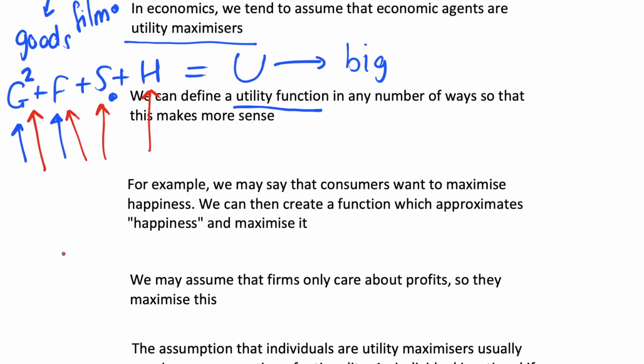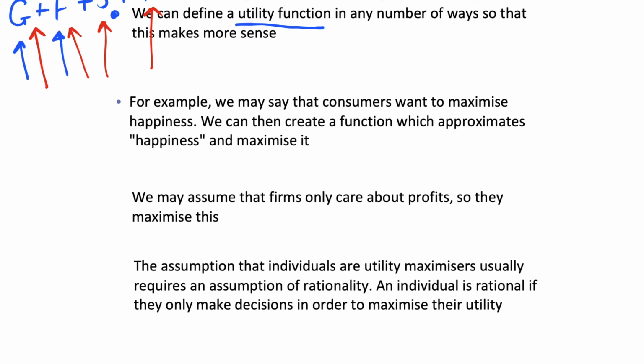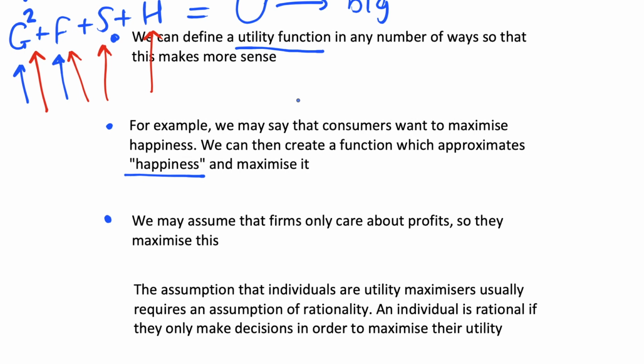So, for example, if we move on to this point here, we can say that consumers are just wanting to maximize their happiness, as I've said, and we can create a function which approximates happiness, and this will be different for every single person. Everyone has different preferences, and so on. But it doesn't just stop at individuals. We can think about firms and how they are maximizing their utility, but the utility function of a firm may look very different from that of an individual consumer, because a firm doesn't really consume goods in the same way, and we can say that a firm only really cares about its profits, so they are maximizing their profits.